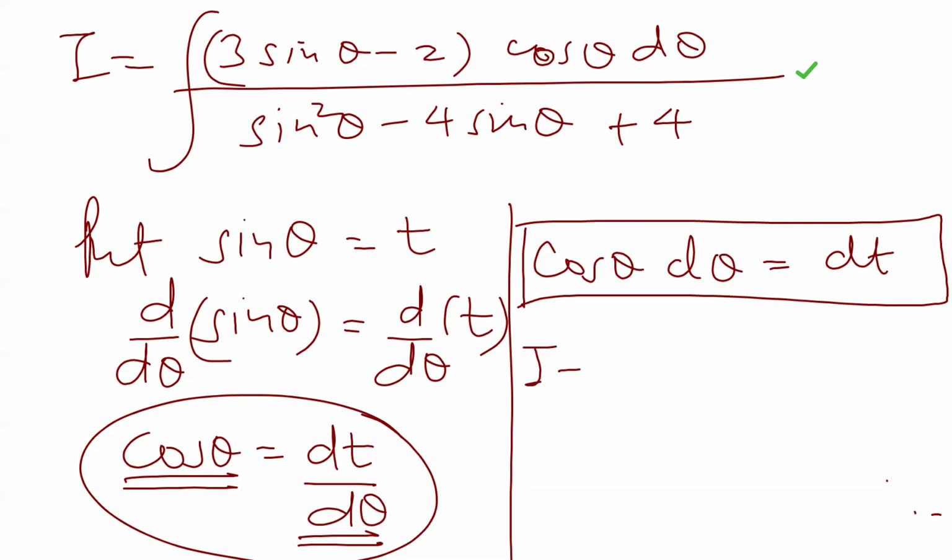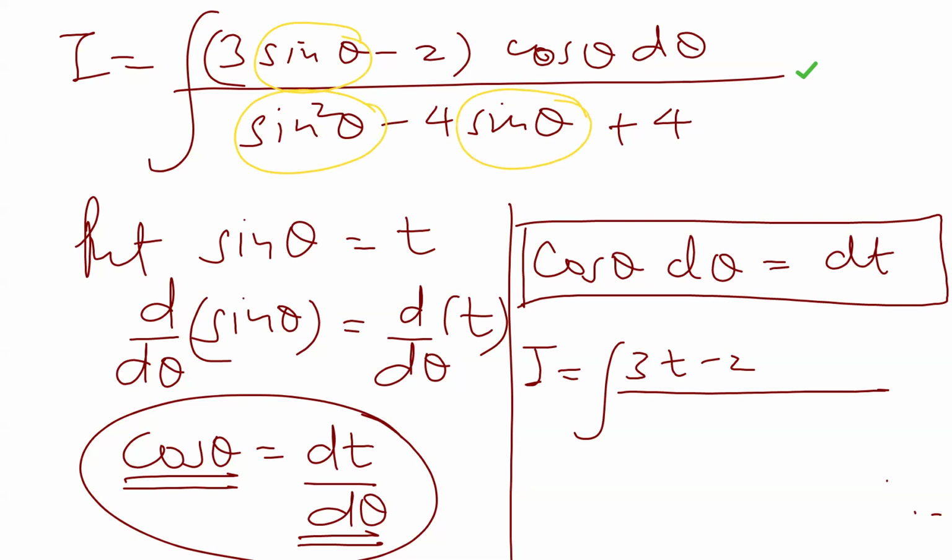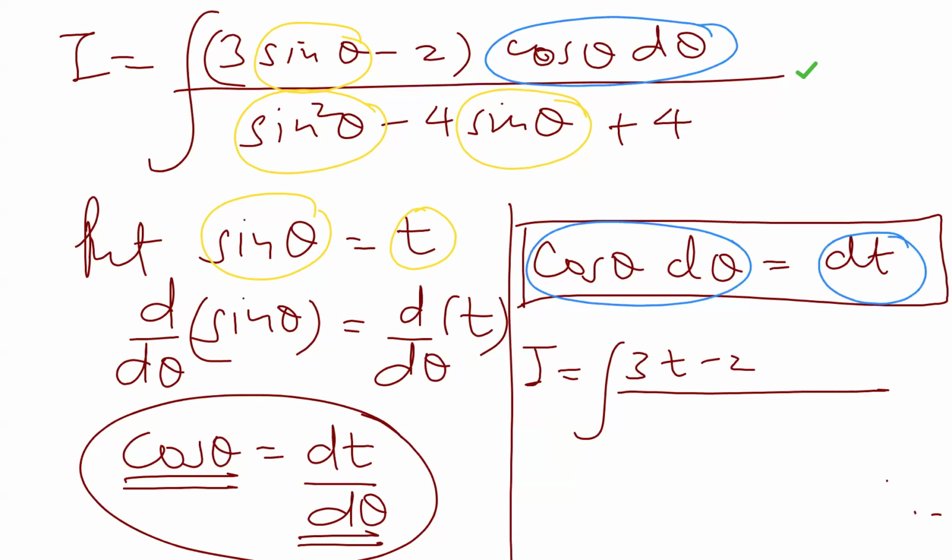So the integration of 3t minus 2. See, just remember sine theta is t. So the numerator will be 3t minus 2. Cos theta d theta will be dt. So 3t minus 2 into dt upon t square. Sine theta is t, so the denominator will be t square minus 4t plus 4. Right?